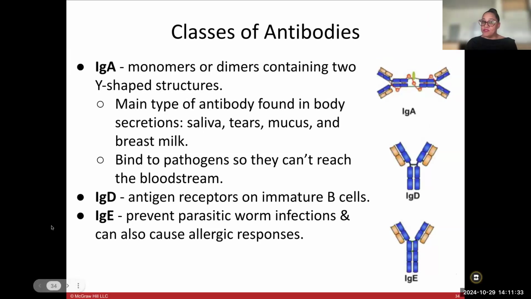IgA are monomers or dimers containing 2 Y-shaped structures. It's the main type of antibody found in body secretions: saliva, tears, mucus, breast milk. They bind to pathogens, so they can't reach the bloodstream. IgD is an antigen receptor on immature B cells. IgE prevents parasitic worm infections and can also cause allergic responses when needed, when our bodies run into something we're allergic to.